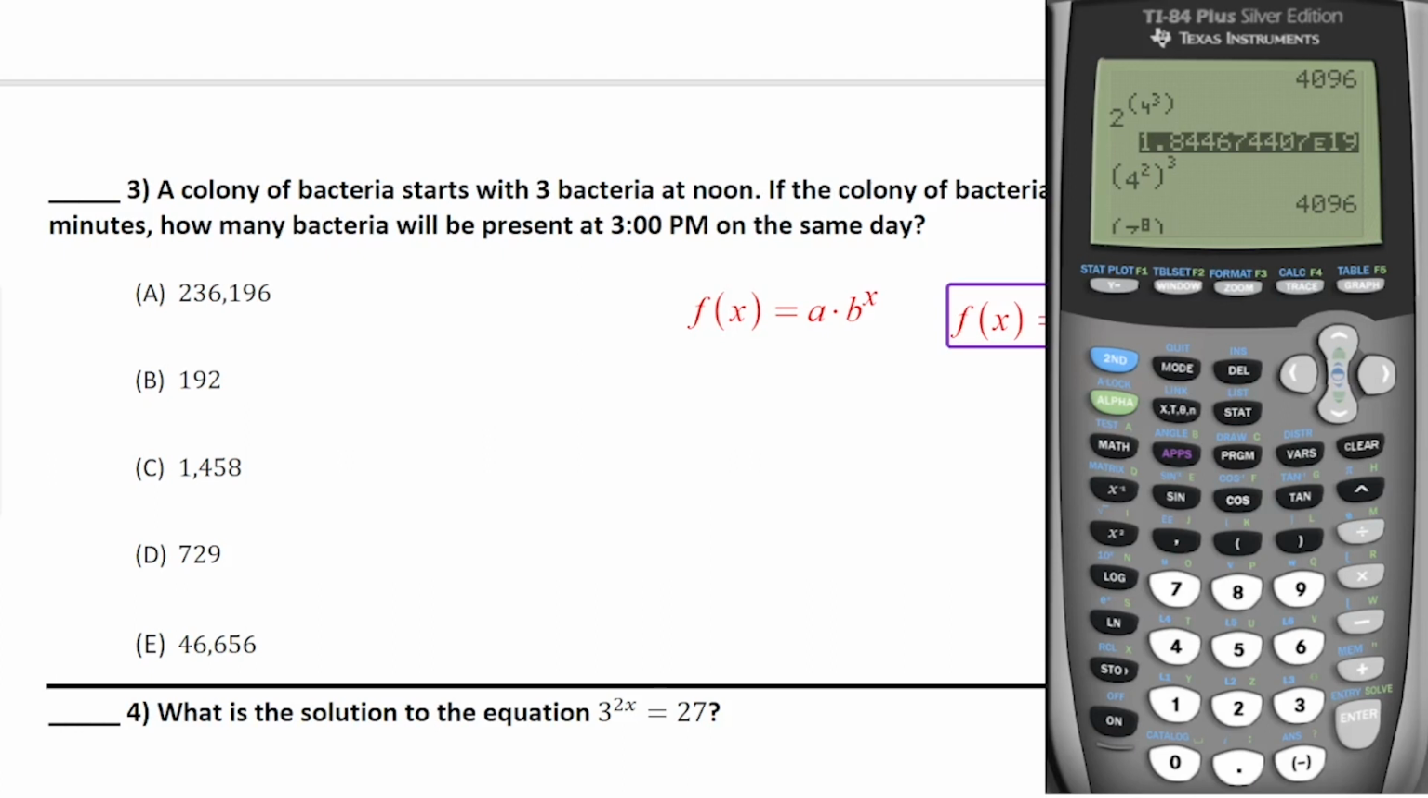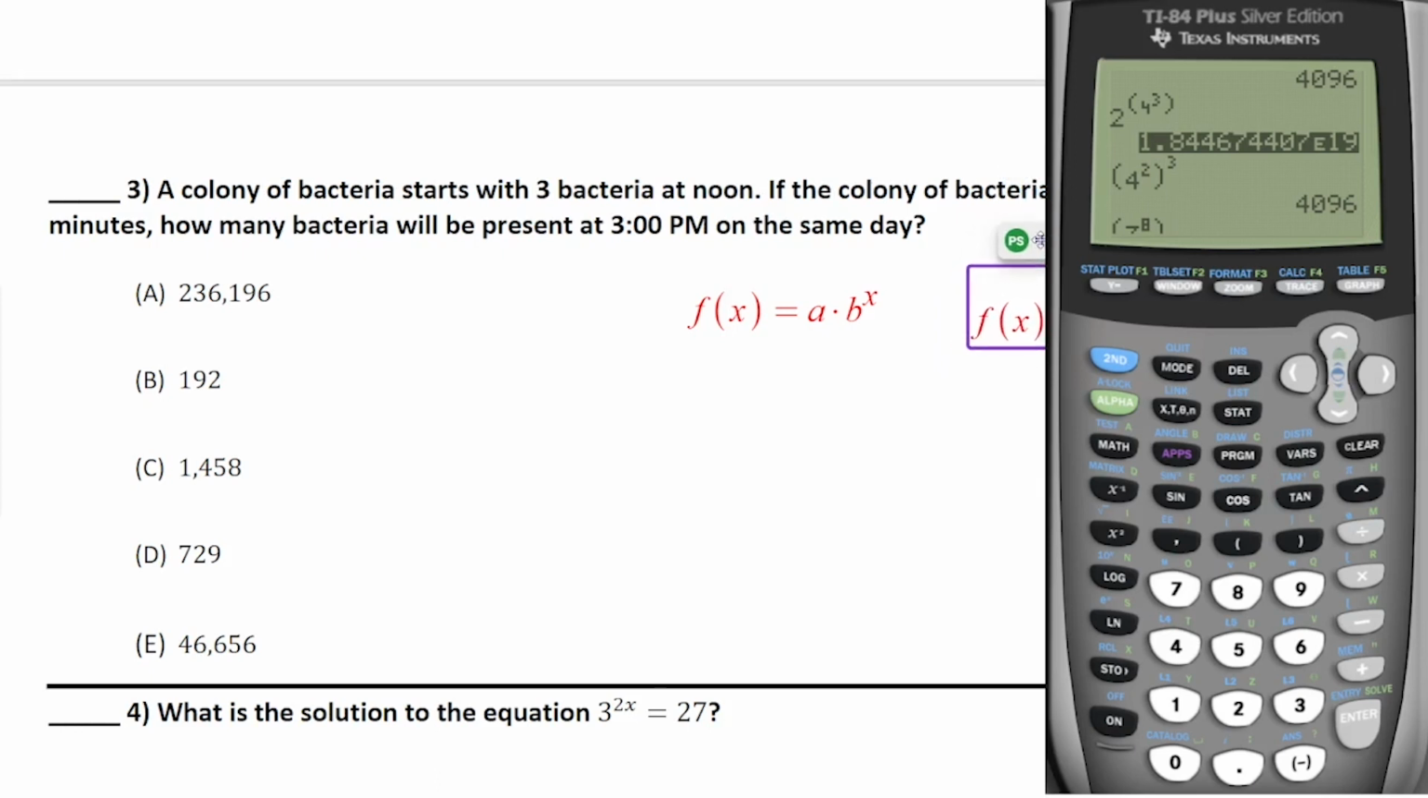So it's not going to double every minute, it's going to double every 30 minutes. So it's going to take 30 of these to actually complete the doubling after 30 minutes. So if x represents the number of minutes, if x is 30, 30 divided by 30 is 1, and we have 1 doubling. So this is going to be our setup.